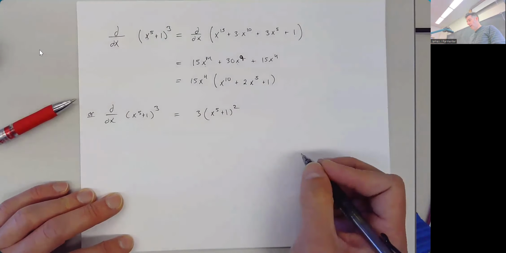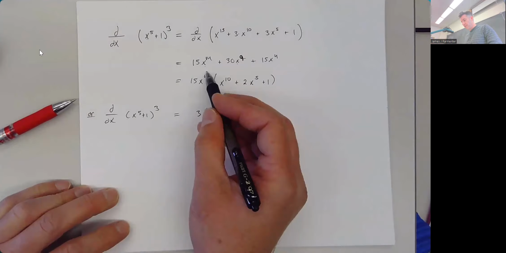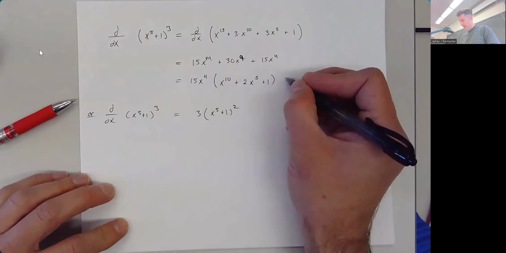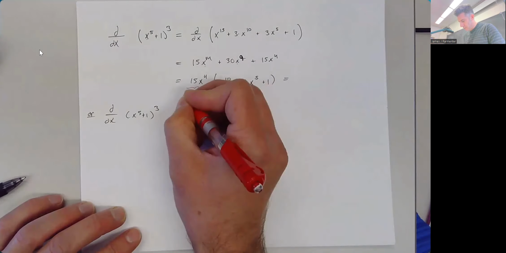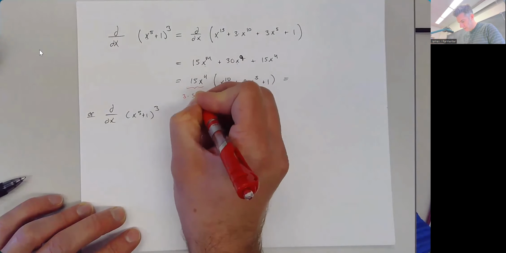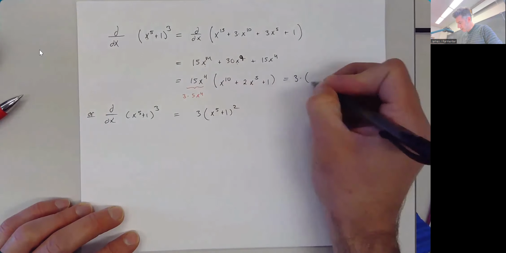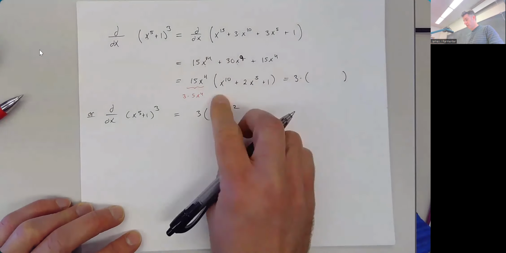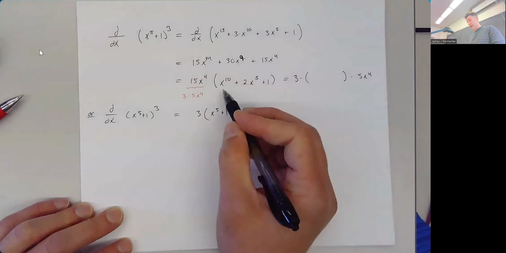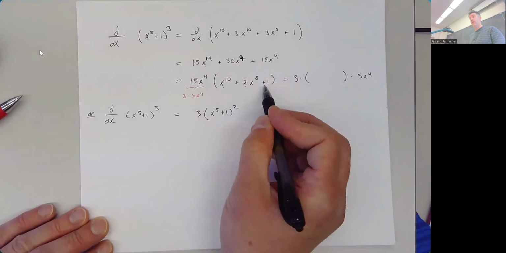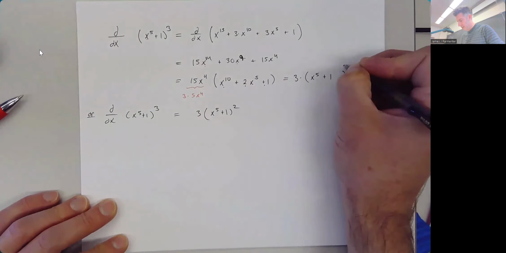I'm going to rewrite this in a slightly more suggestive way. Instead of writing 15x to the 4th here, I'm going to point out that 15x to the 4th is 3 times 5x to the 4th. So I'm going to put the 3 in front. My parentheses I'm actually going to change, so don't fill that in yet. And I'm going to have my 5x to the 4th out here. And I will tell you that x to the 10th plus 2x to the 5th plus 1 factors as x to the 5th plus 1 times x to the 5th plus 1.